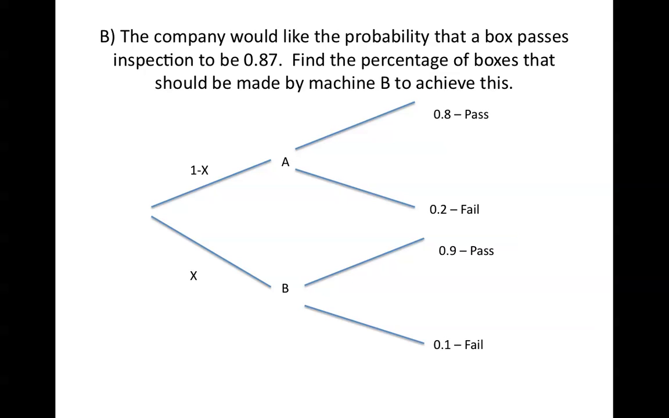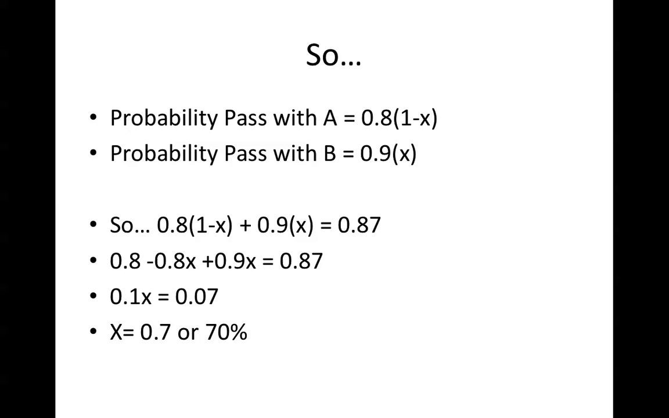We're going to do the same thing we did in part A, where we look at the relationship between the percentage and the pass rate for both A and B. So we're going to be multiplying 0.8 times 1 minus X and 0.9 times X and adding these values together. So that's exactly what we do here with the probability of pass A as shown there and the probability of pass B as shown there. A simplification gives this answer down to 0.1x equals 0.07. And solving for x gives you a value of 0.7 or 70%.